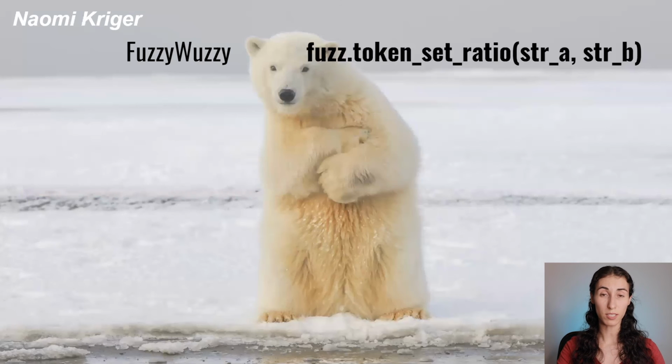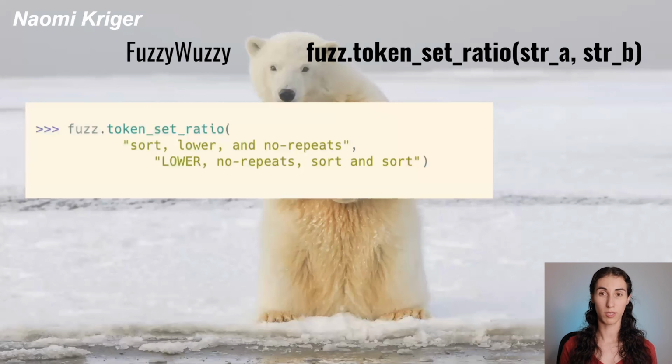Now, moving on to our last function for today, fuzz token set ratio. Fuzz token set ratio is very similar to the previous function that we saw, fuzz token sort ratio, in the meaning that it is not case sensitive and it sorts the tokens before making a comparison. But it also has the added value of a set, which means it does not count duplicates. So as you can see in our next example, "sort, lower, and no repeats" versus "lower, no repeats, sort, and sort" produces a similarity score of 100.